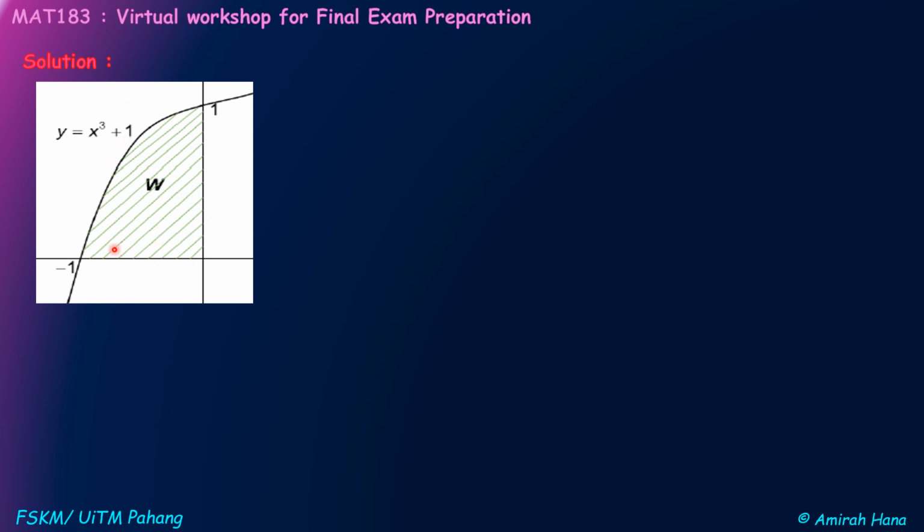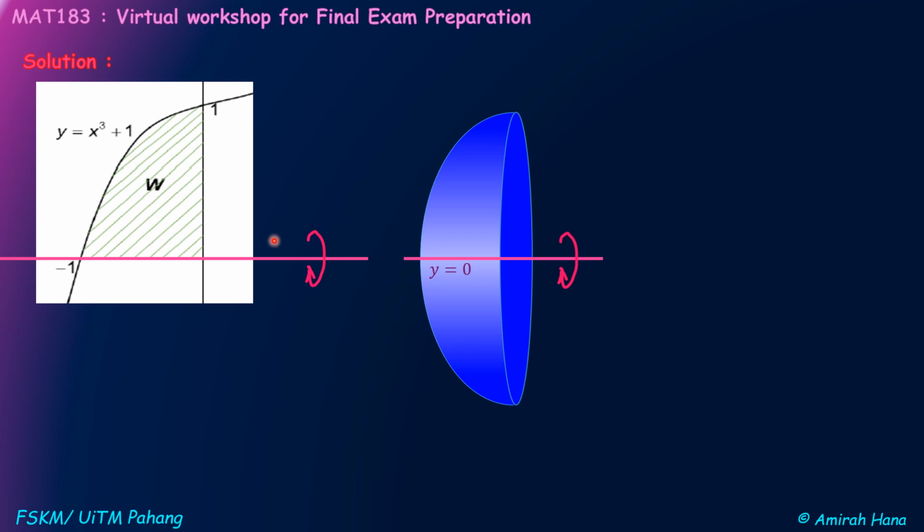Soalan tadi kata this shaded region revolve about the x-axis. Saya highlight yang bahagian shaded region tu saja. And then after this shaded region revolve about the x-axis, so dia jadi macam ni. X-axis tu maksudnya equation y equals to 0. Sebab kalau y equals to 1, dia dekat sini. So kalau y equals to 0, dia betul-betul berada pada x-axis. Right? So after rotation, so diagram ni akan jadi macam ni.